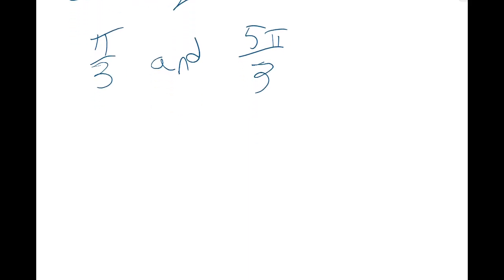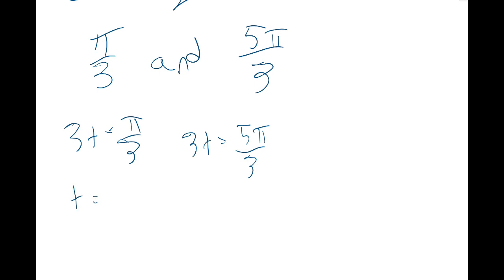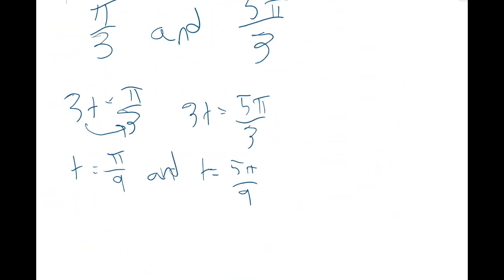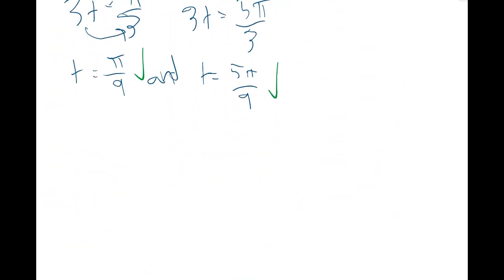And what we're going to do is say 3t equals pi over 3 and 3t equals 5 pi over 3. And then just by dividing by the 3, we're going to get that t equals pi over 9, because the 3 comes down and you multiply them together. So t equals pi over 9 and t equals 5 pi over 9. And since we didn't square anything, we don't have to check our solutions on this one. We just know they're right. So we're good to go. So that one ended up being pretty easy.